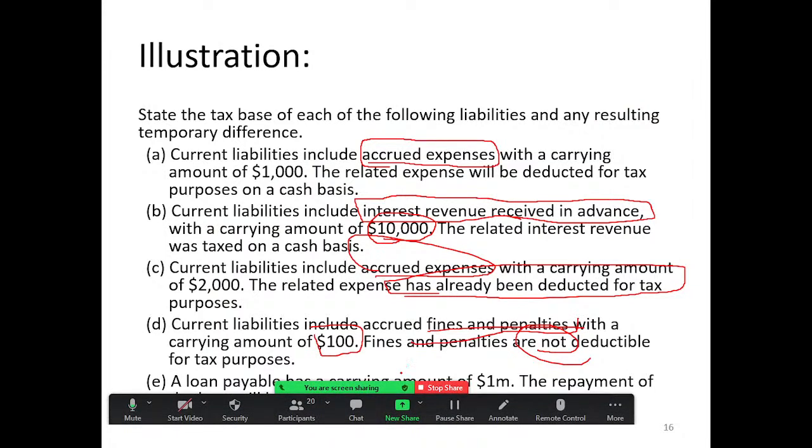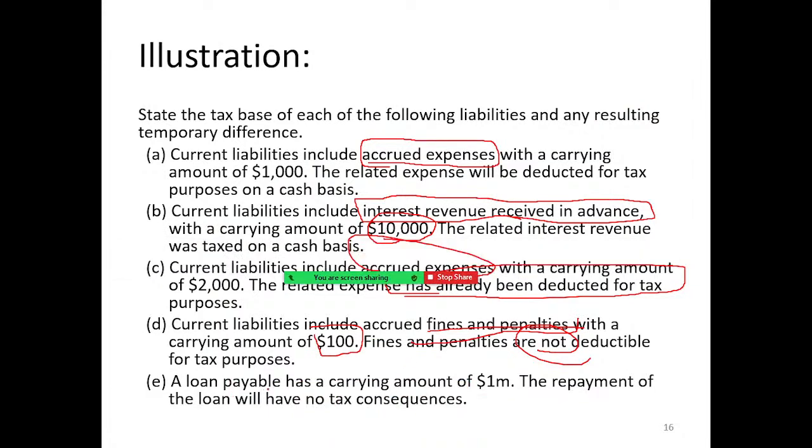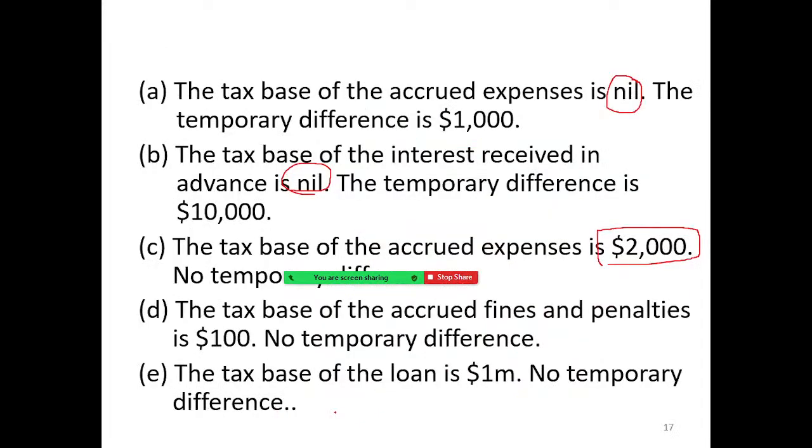Fifth one, the loan payable has a carrying amount of 1 million, and the repayment of the loan will have no tax consequences. So it's equal to the carrying amount, right? The tax base of the loan is 1 million, no temporary differences.